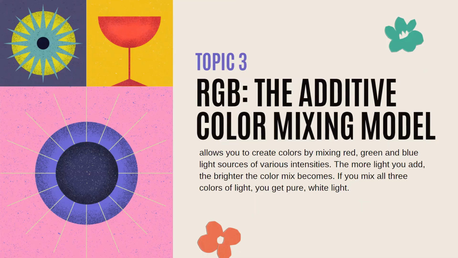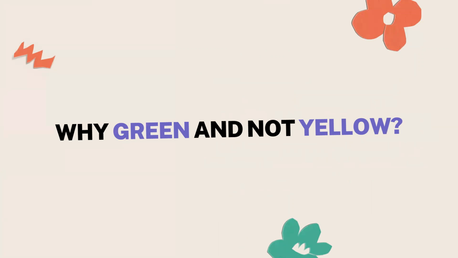Ano naman tayo sa topic 3 for RGB. RGB or the Additive Color Mixing Model allows you to create colors by mixing red, green, and blue light sources of various intensities. Why green and not yellow? Green is more sensitive in the human eye. Primary colors in terms with light and wavelengths is green. These three colors can be combined to produce a wide range of colors our eyes are able to see.